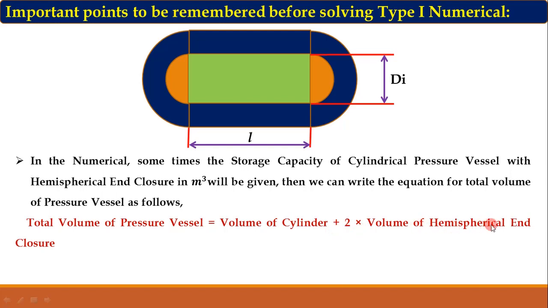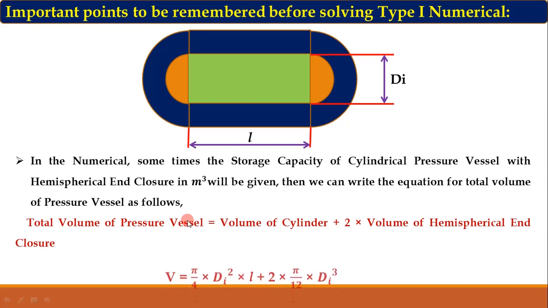of each hemispherical end. So this is the first hemispherical end and this is the second hemispherical end. So the total volume of hemispherical end is twice into volume of single hemispherical end. So it gives the volume of cylinder plus 2 into volume of hemispherical end. It gives the total volume of pressure vessel.